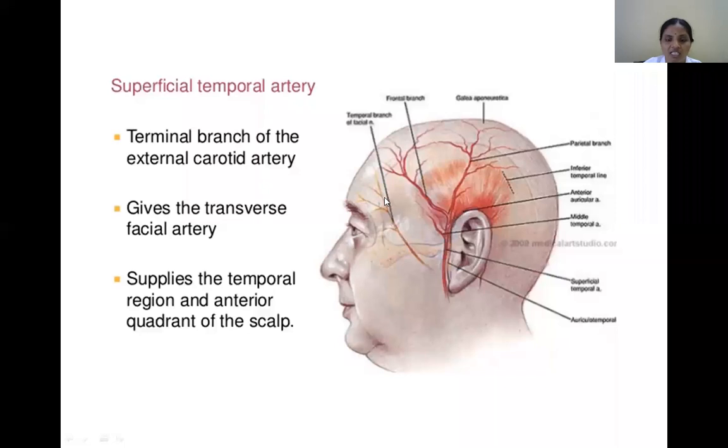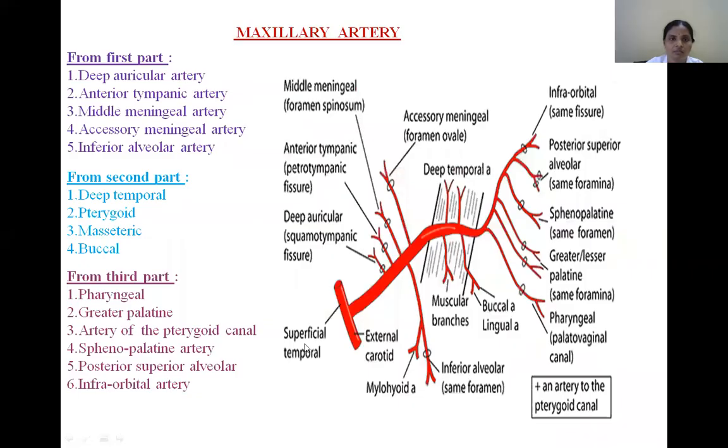Then it supplies these muscles. After that, it provides middle temporal branches. The middle temporal branches pierce the temporal fascia and supply this muscle. Then finally, it divides into anterior and posterior divisions. These anterior and posterior divisions supply most of the scalp here. Then the larger terminal branch is the maxillary artery.